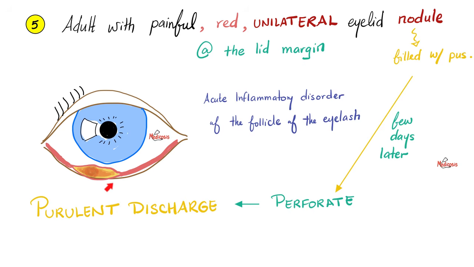It's located at the lid margin. It's an acute inflammatory disorder caused by one of my eyelashes getting infected at the lid margin. Few days later, this nodule ruptured and burst and perforated and gave us all kinds of pus.